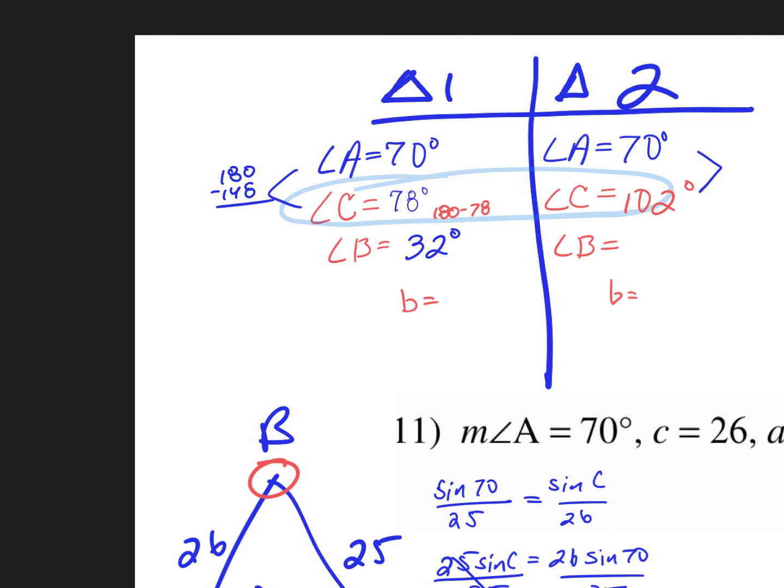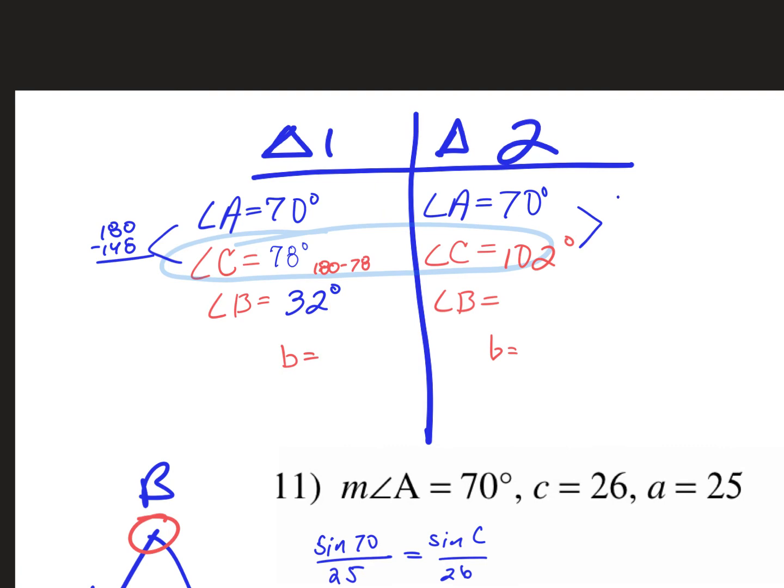So on the right-hand side, if you add 102 and 70, do you get a number that is less than 180? Yes, I got 172. It's not much smaller than 180, but it is smaller. So are there available degrees left over for a third angle? Yes, 8 of them. It's a tiny little angle, but that's okay. So how many triangles do we have present in this scenario? There's 2. And now we need to find B in both of them.